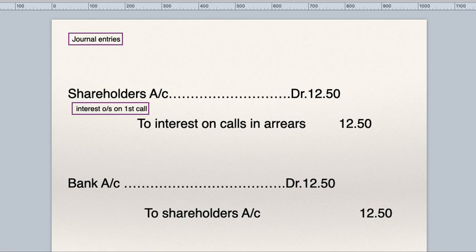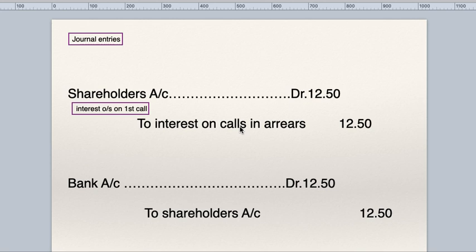First call last date was 31st July. Final call last date was 30 August. So first call he has paid with final call. So there is only 1 month delay. Shareholder account debit to interest on calls in arrears and bank account debit to shareholder. If you see here, shareholder 1 debit, 1 credit, it cancels off. So net effect is bank account debit to interest on calls in arrears.